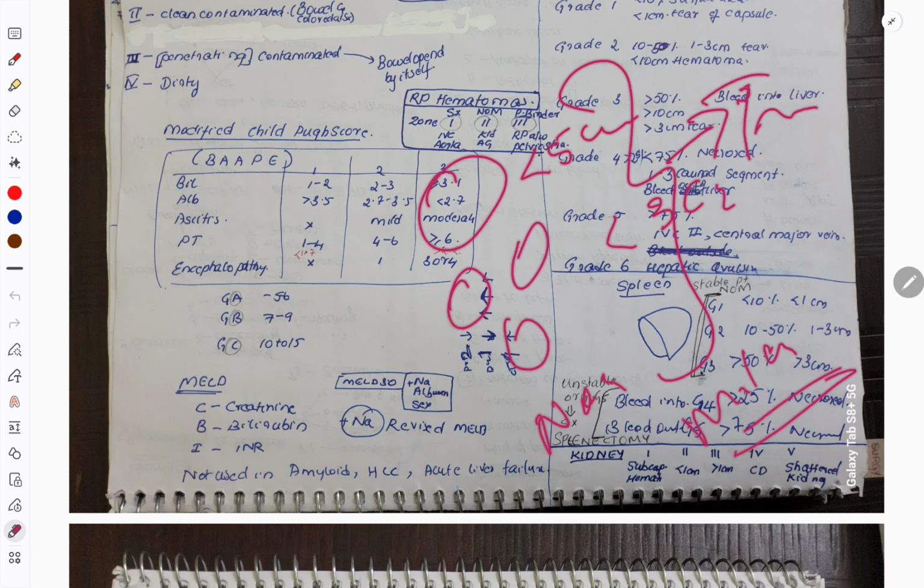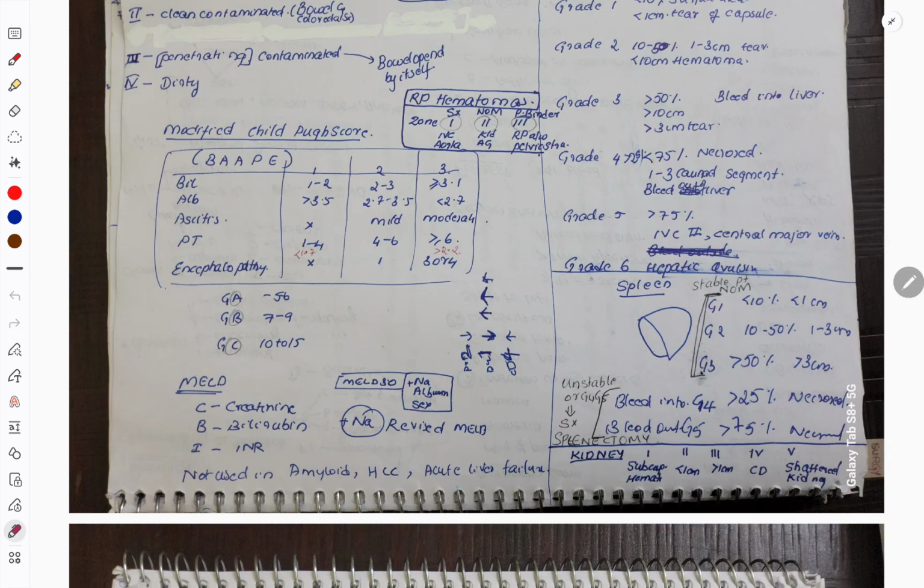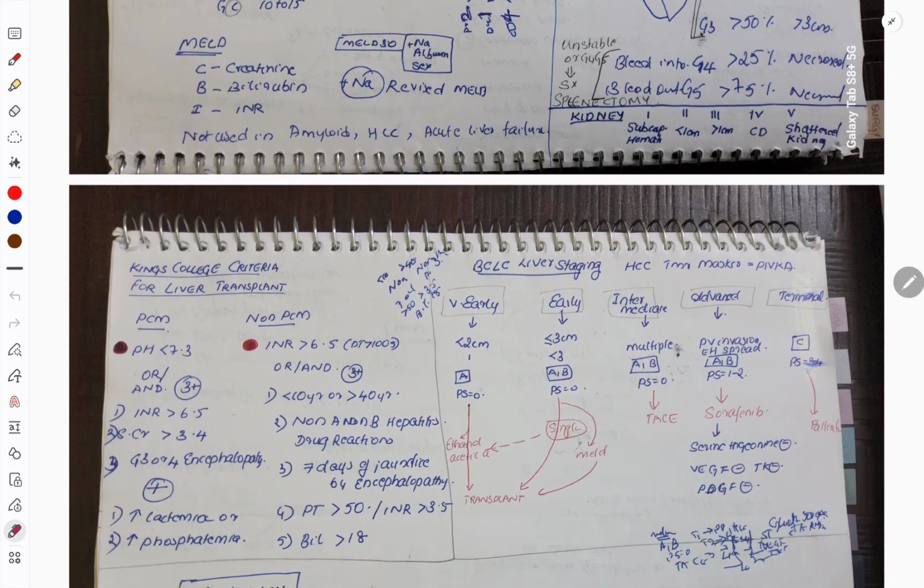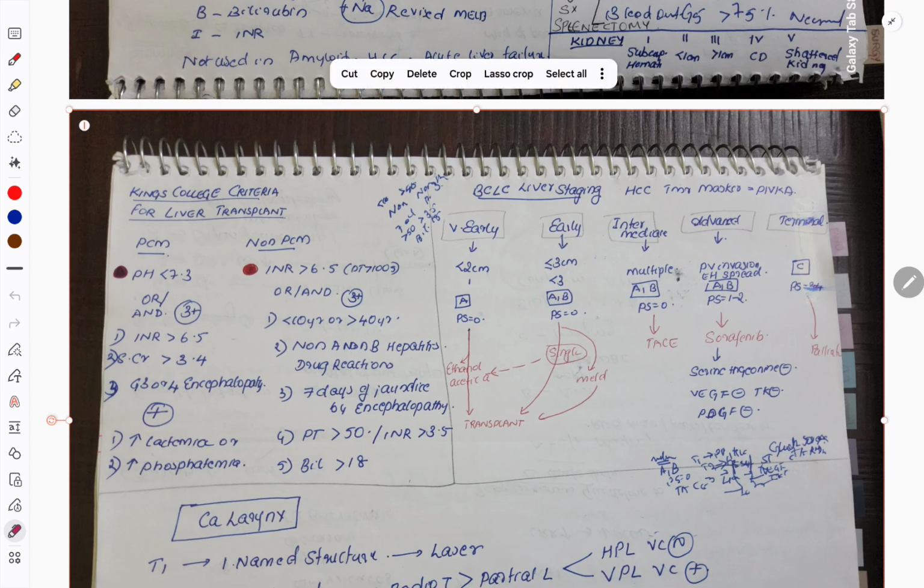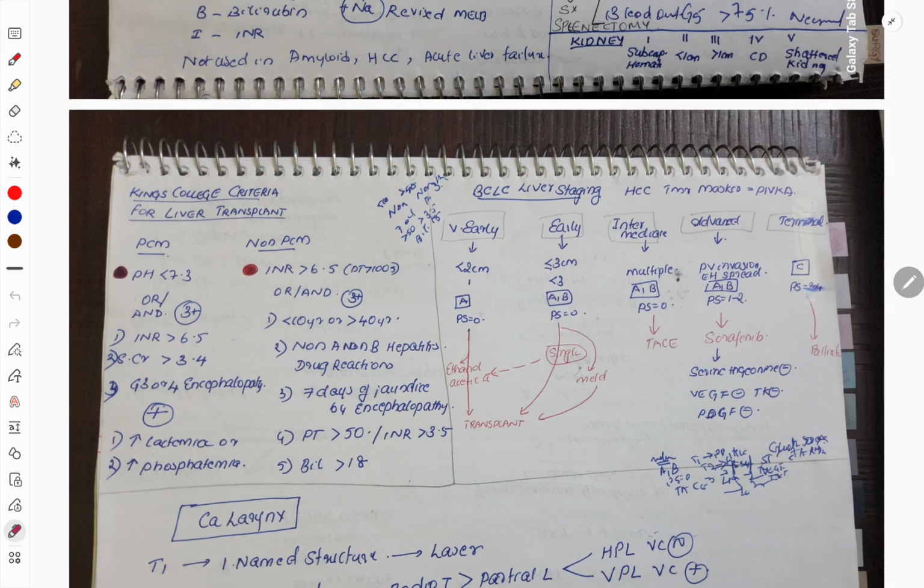And then there is the King's College criteria for the selection of liver transplant in case of acute liver failure. The acute liver failure can be because of paracetamol or non-paracetamol. If it is because of paracetamol, you have to see if the pH is less than 7.3, plus more than 3 criteria here. If it is non-paracetamol, you have to see INR. INR more than 6.5, or if the PT is more than 100 seconds.